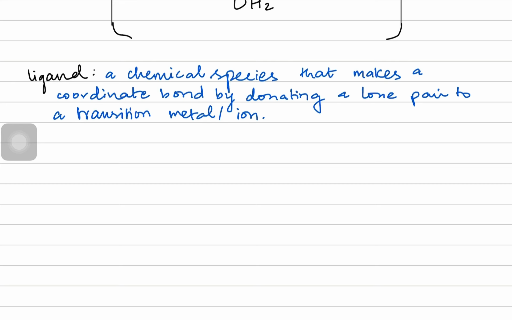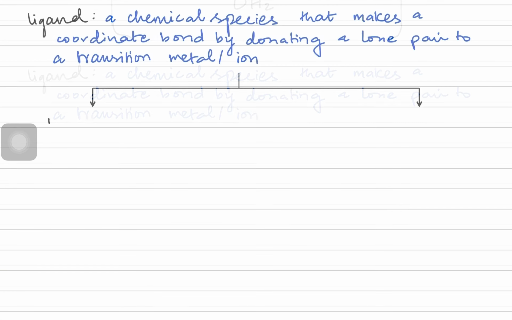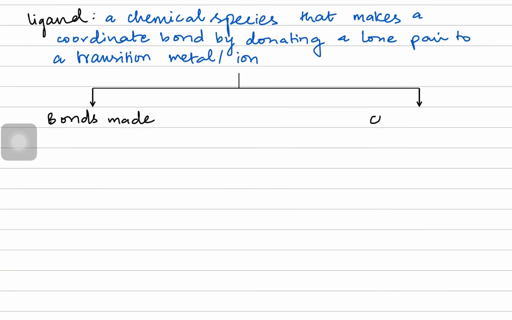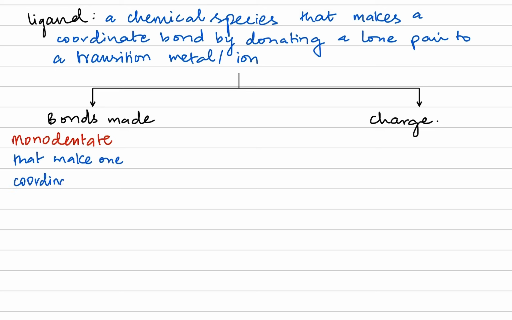We need to talk about the ligand classification so that in the upcoming videos we are well prepared with this. They are classified on the basis of the bonds they make, for example how many coordinate bonds, and the charge they have. We have the phrase monodentate. Mono means 1, dentate means how many coordinate bonds. So monodentate ligands make 1 coordinate bond by donating 1 lone pair only.